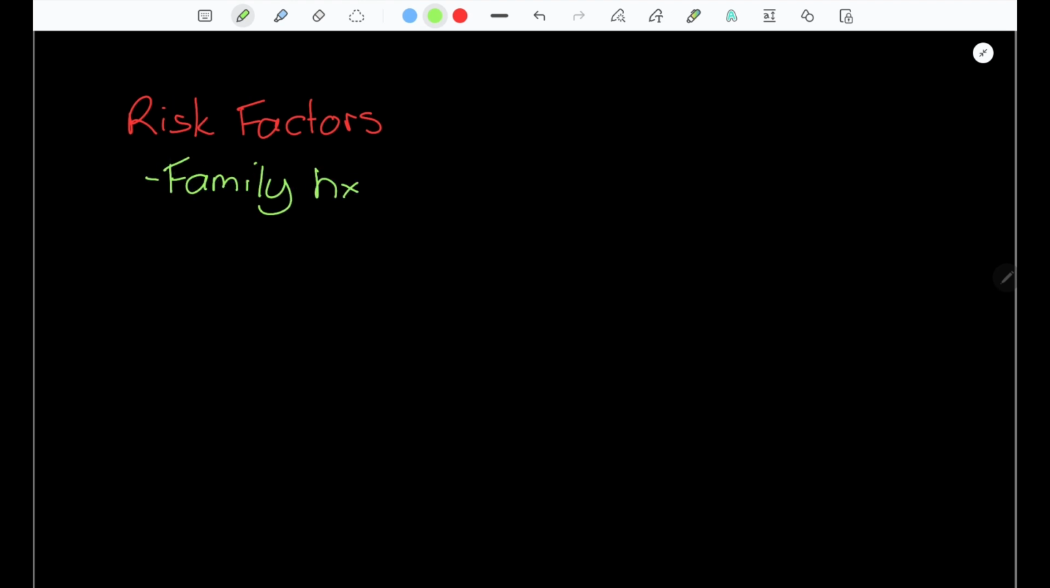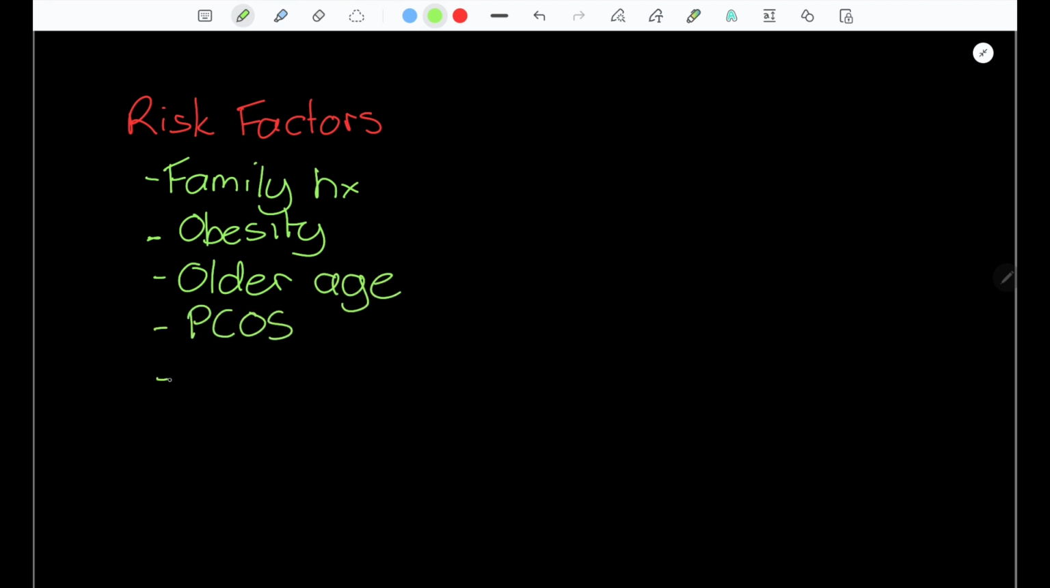Risk factors for GDM include a family history of GDM or any other type of diabetes mellitus, obesity, pregnancy in older age, normally above 30 or 35 years, polycystic ovary syndrome, race, specifically Indigenous Australians, Asian, African, or South American descent, or pregnancies that involve more than one fetus.